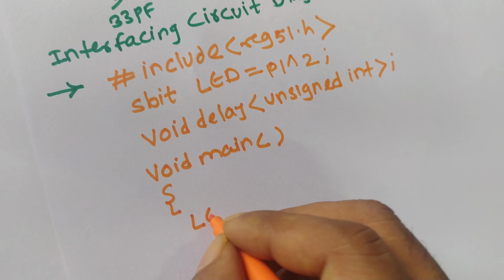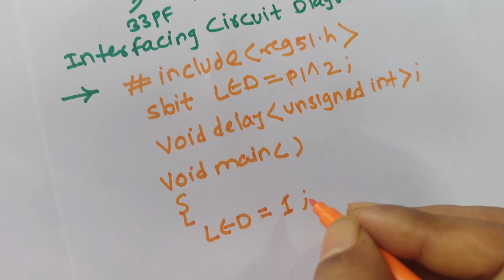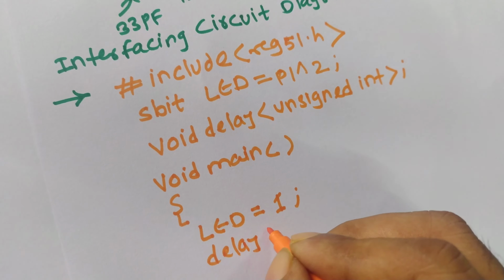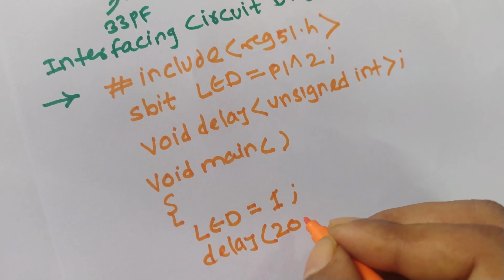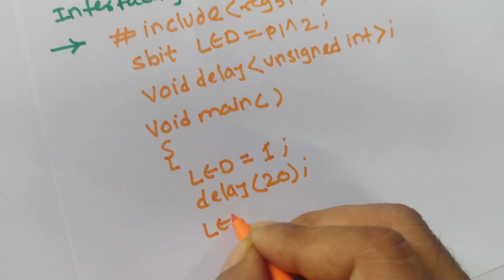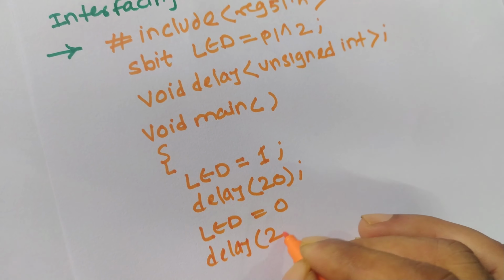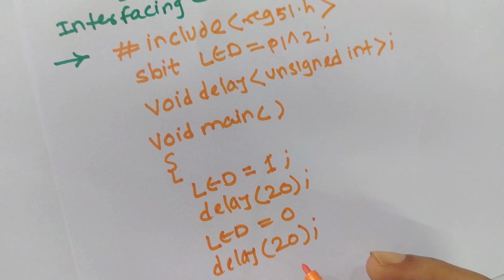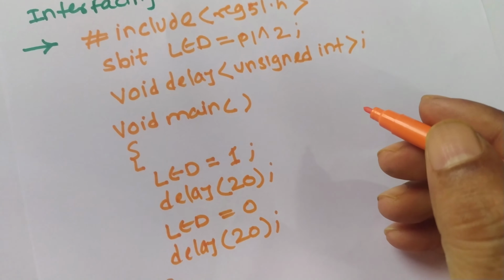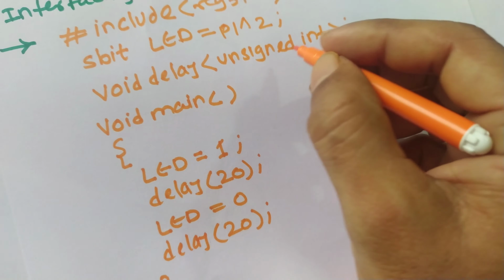Now LED equal to 1. What is the meaning of this? Here the LED will be on. For how much time? 20 milliseconds, that's why I have used 20 here. Now again the LED will be off after 20 milliseconds, so we have used 20 here. So now our main program is over. Now we use the while delay as a subroutine.